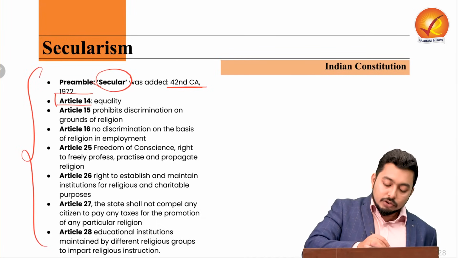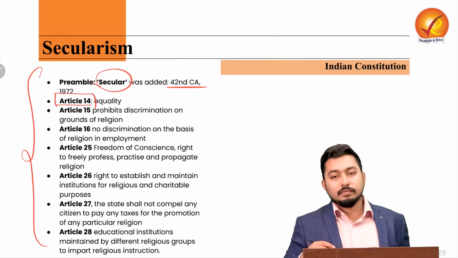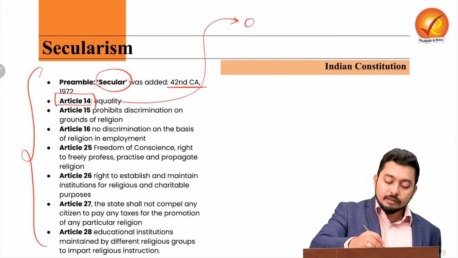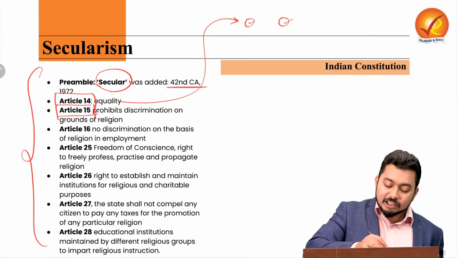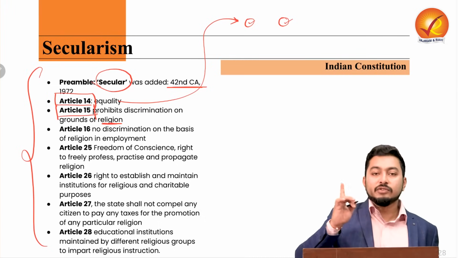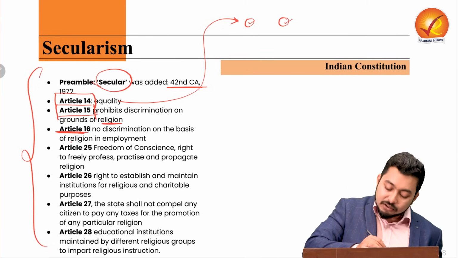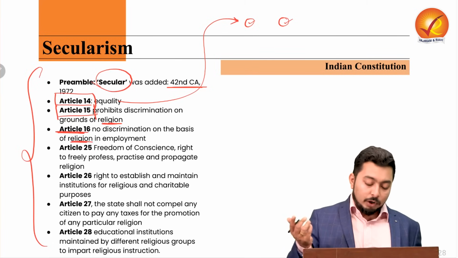How? So Article 14 calls for equality before law. That means this equality is also about treating people of two religions equally. And 15 explicitly prohibits discrimination on ground of religion. It is one of the grounds, right? Then 16 again, no discrimination on the basis of religion in public employment.